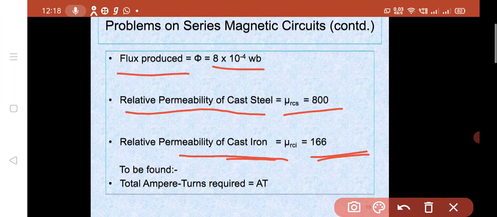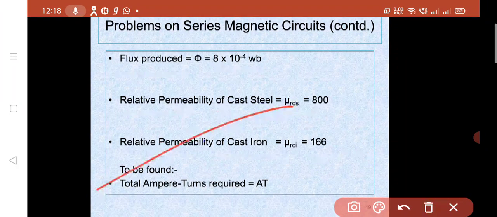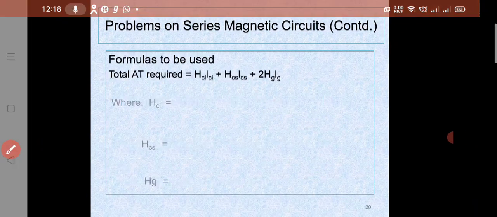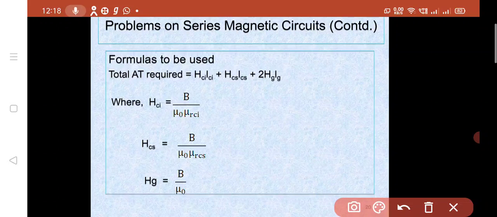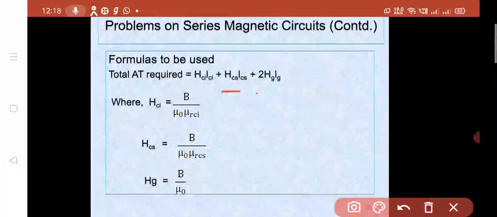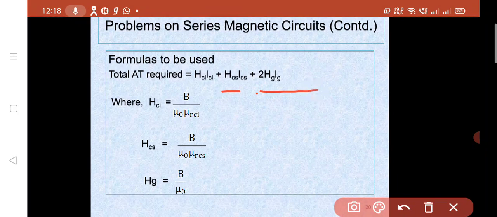So total ampere turns required is HCI into LCI plus HCS into LCS plus 2 into HG into LG, where HCI is equal to B by mu naught mu R CI, HCS is equal to B by mu naught mu R CS, and HG is equal to B by mu naught. These are the formulas.